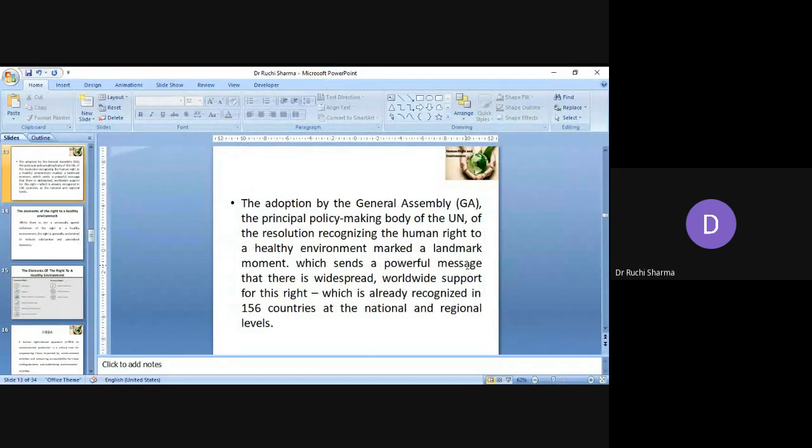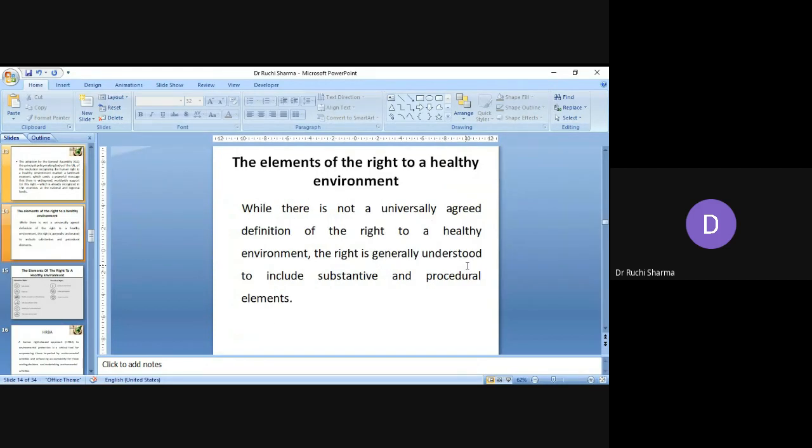The General Assembly, which is the principal policy making body of the UN, came up with this resolution and recognized that the human right to a healthy environment is a need of the hour. It sends a powerful message across the world, as it got support from the maximum number of participants.